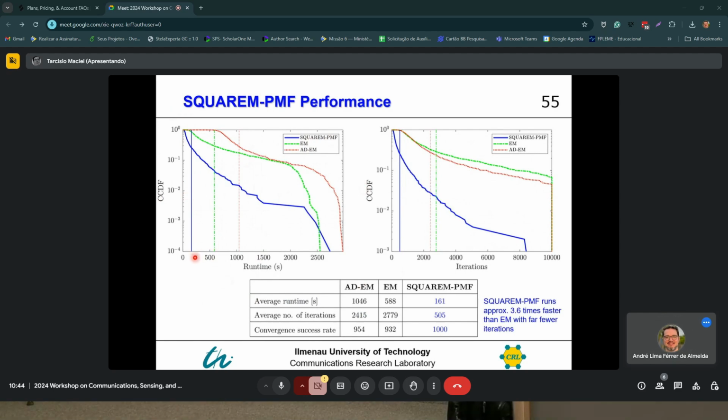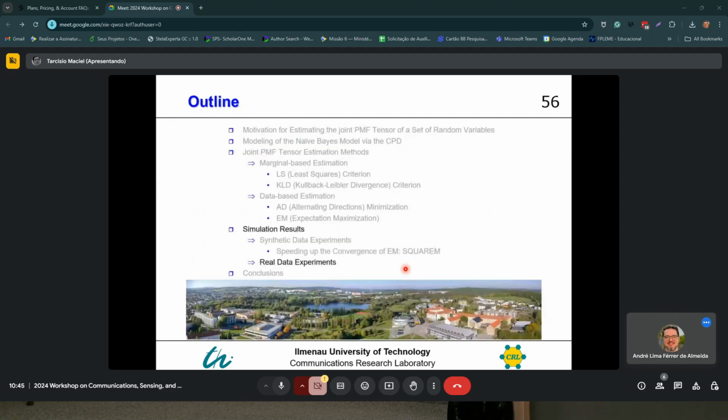much faster runtime here if we compare it to EM and ADEM. Also, if we look at the number of iterations, you can see, and here, by the way, we have already adjusted for the fact that square EM requires 3 EM iterations. So we can see also that we have much fewer iterations, and actually, if we look at the numbers, then square EM runs approximately 3.6 times faster than EM and has far fewer iterations. So this is indeed an efficient PMF estimation algorithm.